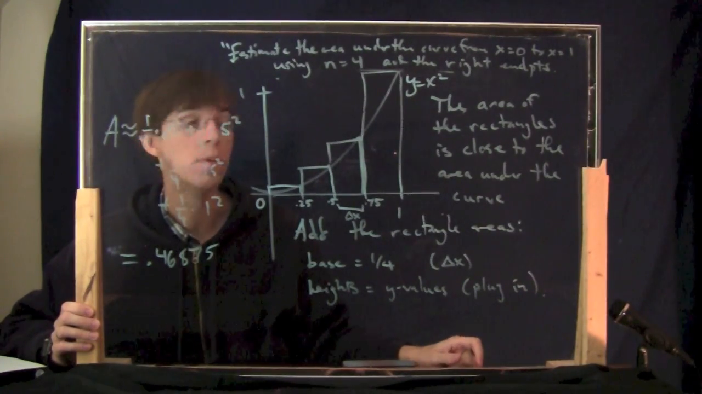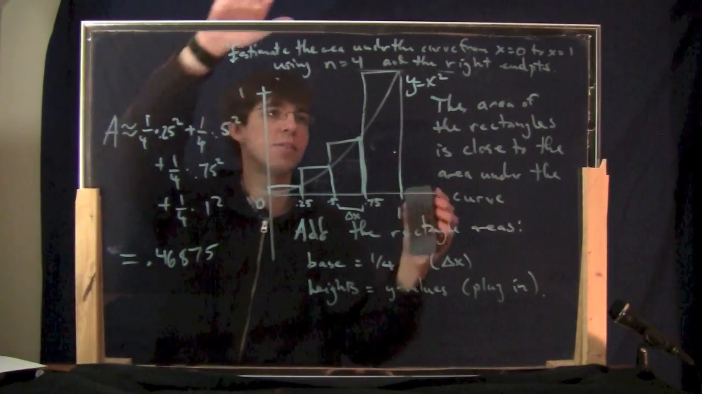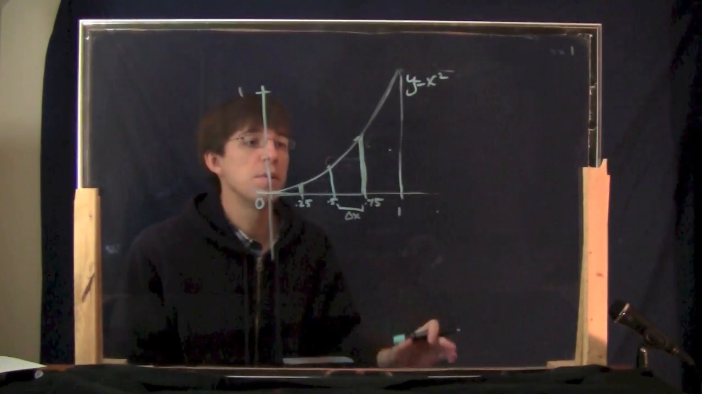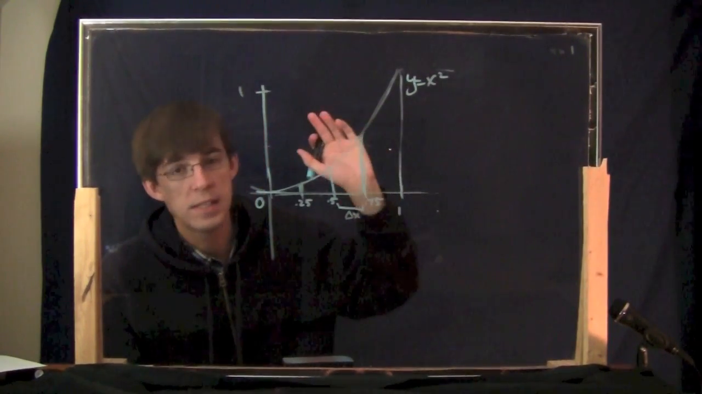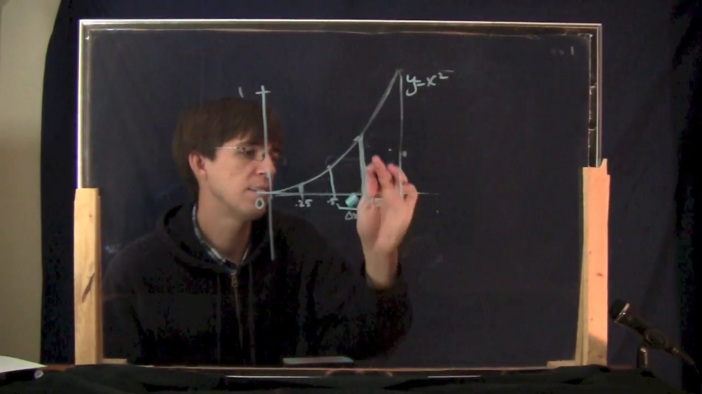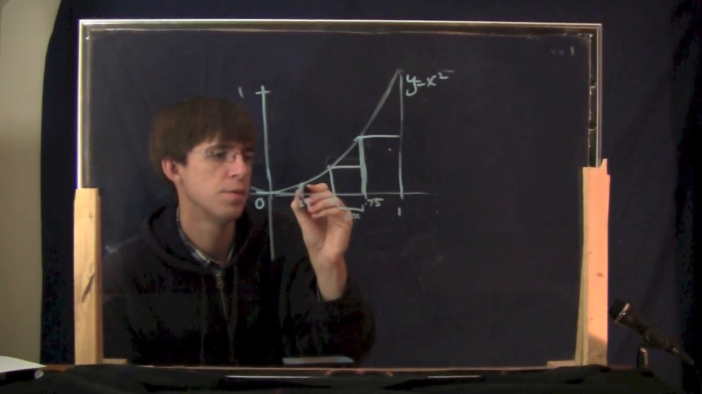Okay? This suggests, of course, that I could have chosen the left endpoints instead. Let's see what that looks like. All right, this time I'm going to do a similar thing, only these rectangles, when I draw them, go up until they touch the curve on the left side. So the rectangle on this region, for instance, will be there. This one will be there. This one will be there.